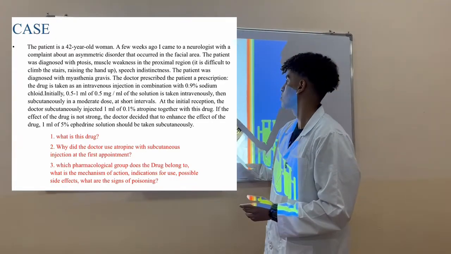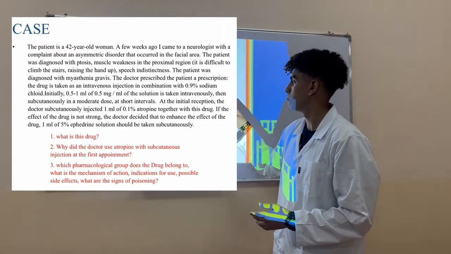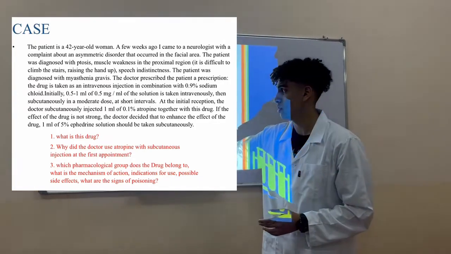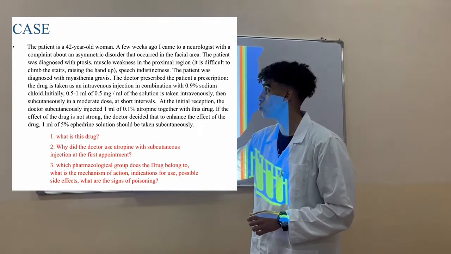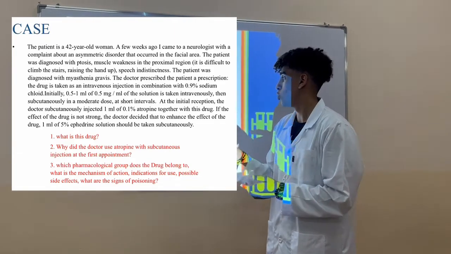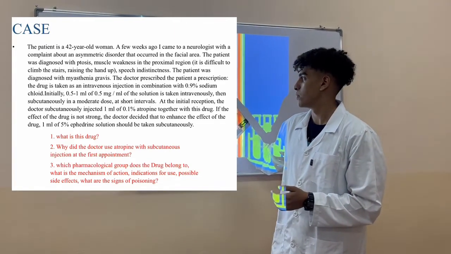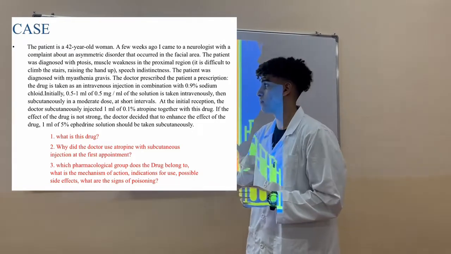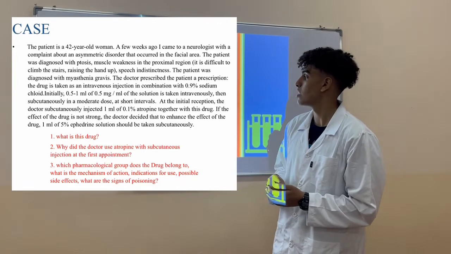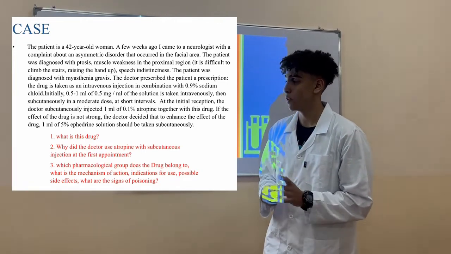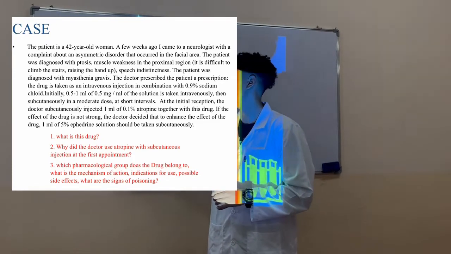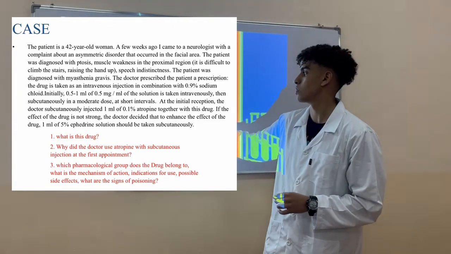So at the initial reception, the doctor subcutaneously injected 1 milliliter of 0.1% atropine together with that drug at the same time, in one injection. If the effect of the drug is not strong, the doctor decided to enhance the effect of the drug by using 1 milliliter of 5% solution, to be taken subcutaneously.